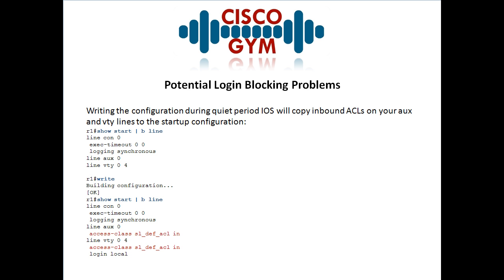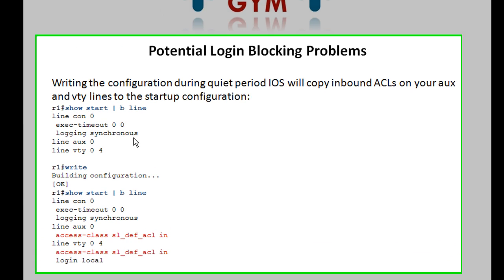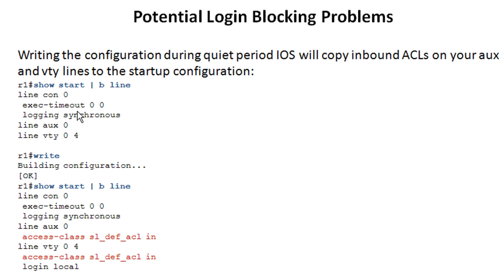And that's bad juju, my friends, because here you can see your startup configuration. Look at our line section. Auxiliary and VTY has no filtering whatsoever. And now we write this, and this is during the quiet period, because this is what the running config has right now. It's saying I've got access-class inbound SL_DEF_ACL for my auxiliary line and my VTY line. So you write that. It's now in your startup configuration.